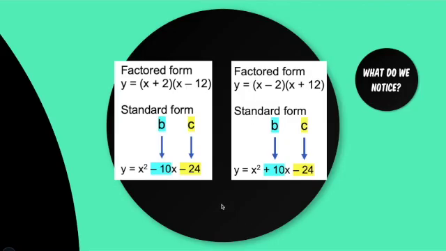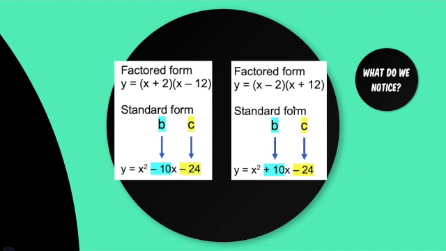So you just watched Ms. Franks double distribute x plus 2 times x minus 12. And her standard form equation was y equals x squared minus 10x minus 24. So because we had a positive 2 and a negative 12, our b term was negative and our c term was also negative.